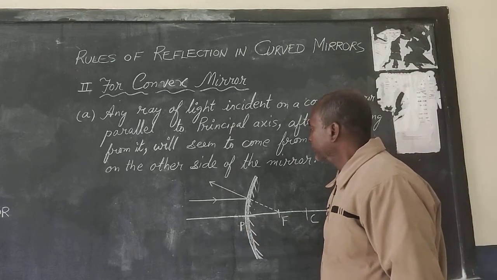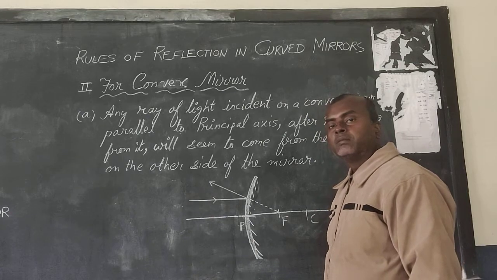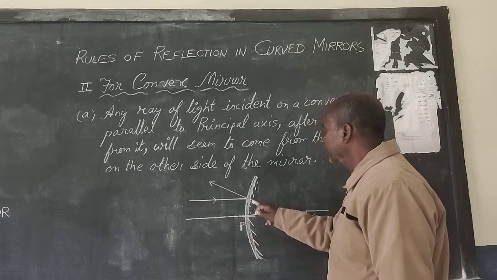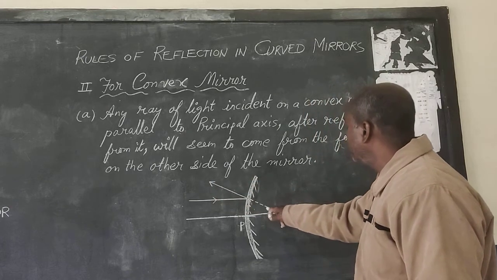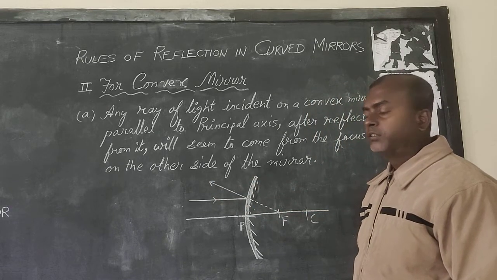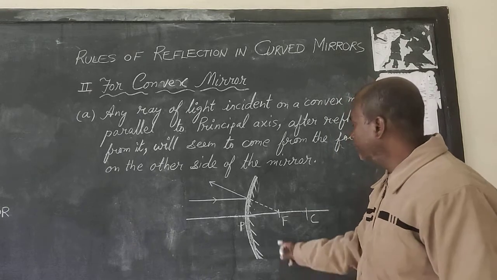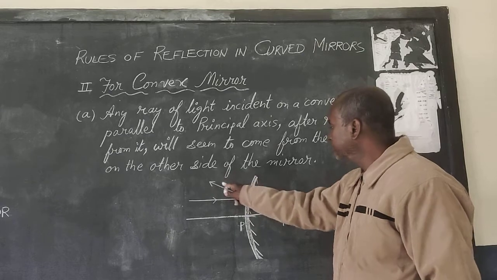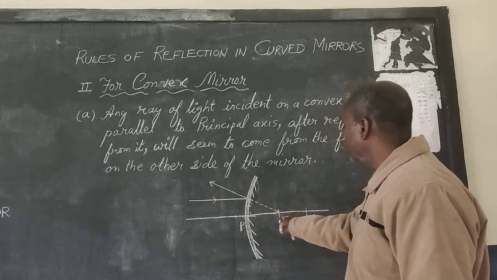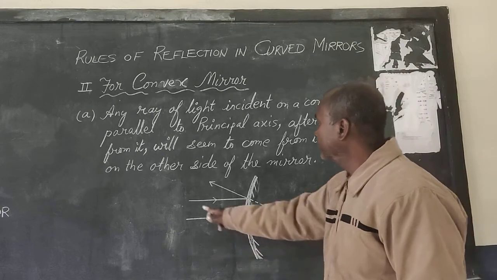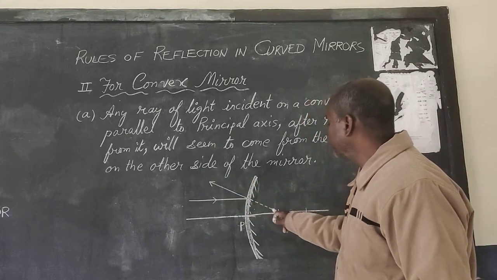Now let's see the rule. This first rule says that if any ray of light is incident parallel to the principal axis, then the reflected ray will be in such a way that it will seem to come from where? The focus. The reflected ray will seem as if it is originating from the focus. So this dotted line symbolizes the direction of this reflected ray. This is in case of a convex mirror where the incident ray is parallel to the principal axis. The reflected ray will be in such a way as if it is coming from the focus.